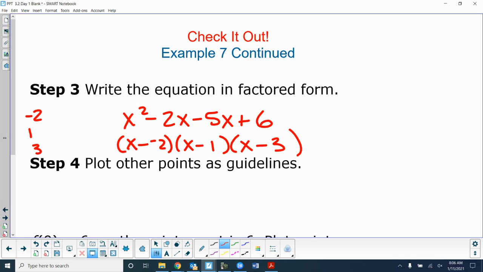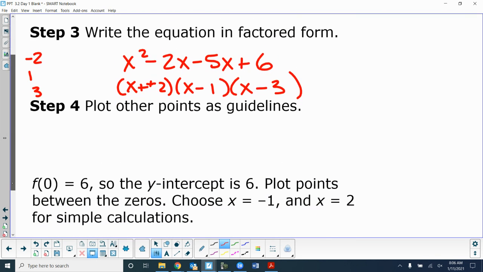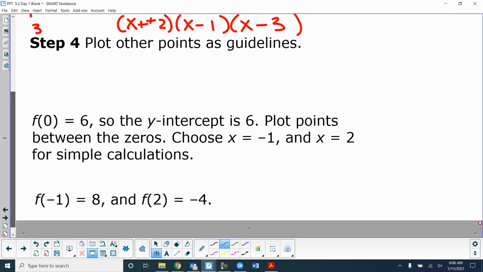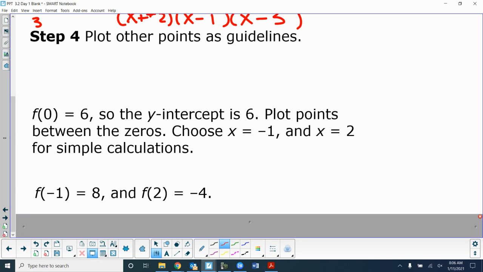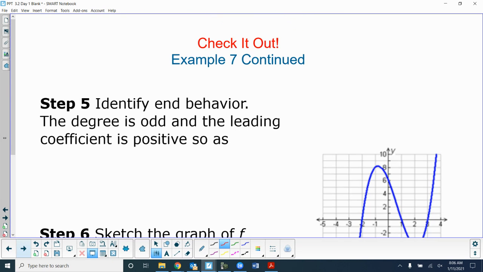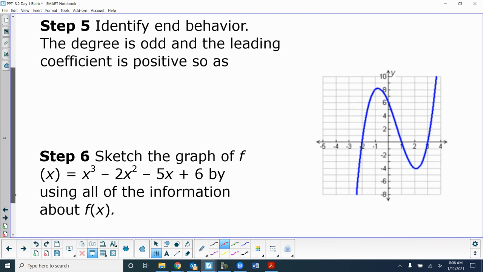What's minus a negative? Plus. So we would change that to plus. So if I were to multiply these three together, I would get this answer. And then it says, you know, all right, so they're just plotting some points. Plot points between the zeros, choose -1 and 2 for simple calculations, so they did. And what you can kind of tell what's happening then. So that's more by hand stuff, okay?